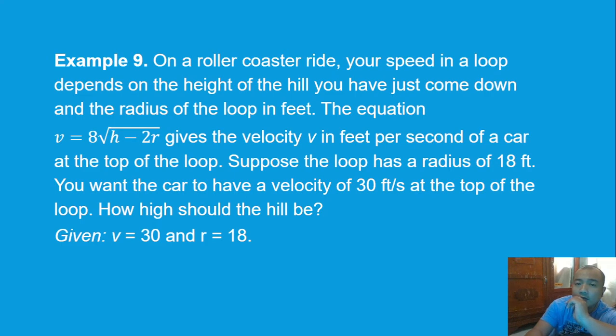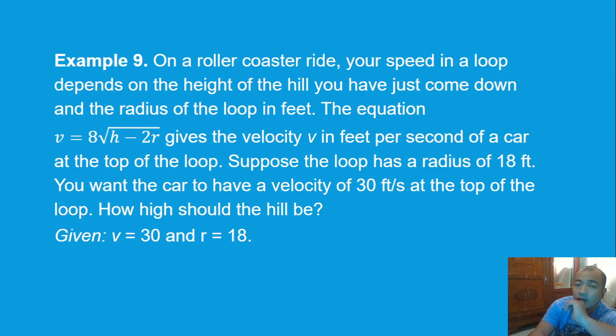On a roller coaster ride, your speed in a loop depends on the height of the hill you have just come down and the radius of the loop in feet. The equation v equals 8 square root of h minus 2r gives the velocity v in feet per second of a car at the top of the loop. Suppose the loop has a radius of 18 feet and you want the car to have a velocity of 30 feet per second at the top of the loop. How high should the hill be?